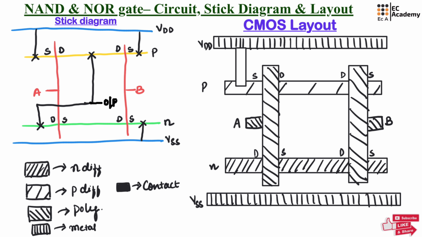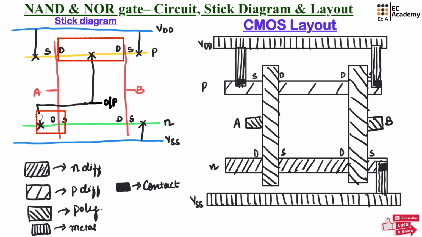So let us extend these metal so that we can make the connection between the source region of both PMOS transistor. This metal and P diffusion region are connected using contact. Now the source terminal of NMOS, which is having B as input, is connected to metal. So we can use metal and we can make the connection, and we can use contact to connect these two layers.